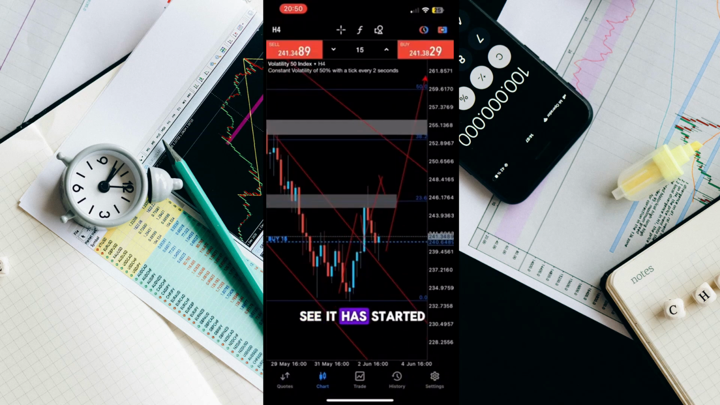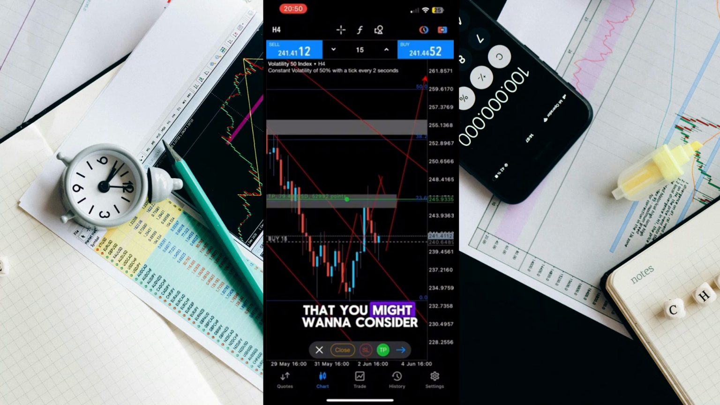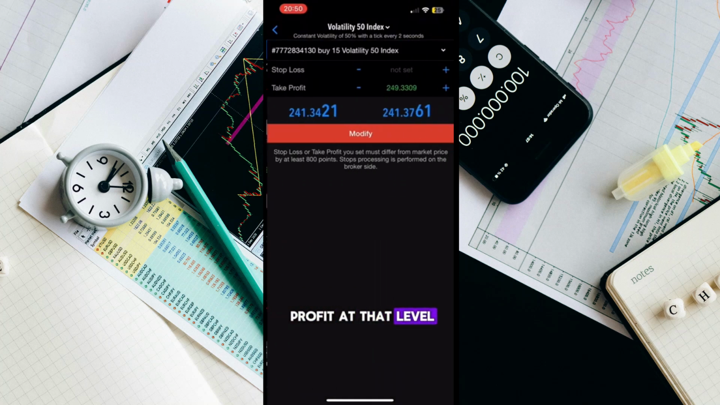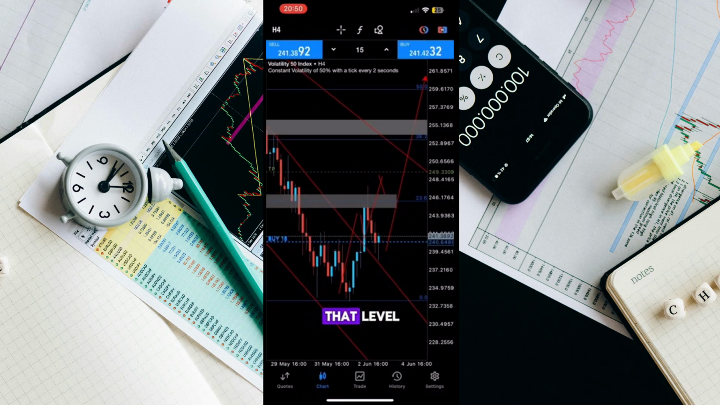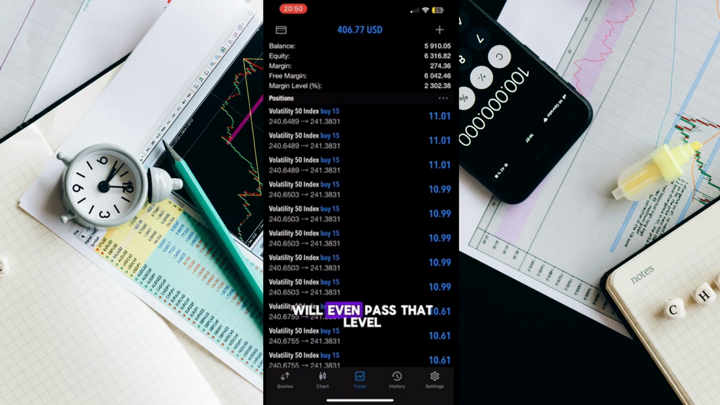So as you can see, it has started going up. It is going to go very, very high. So this is the first take profit that you might want to consider. So I'm just going to put my take profit at that level, and then I'll wait for it to reach that level. However, the market will even pass that level. Now we're in 2,000 profit, and then our account is in 8,000.